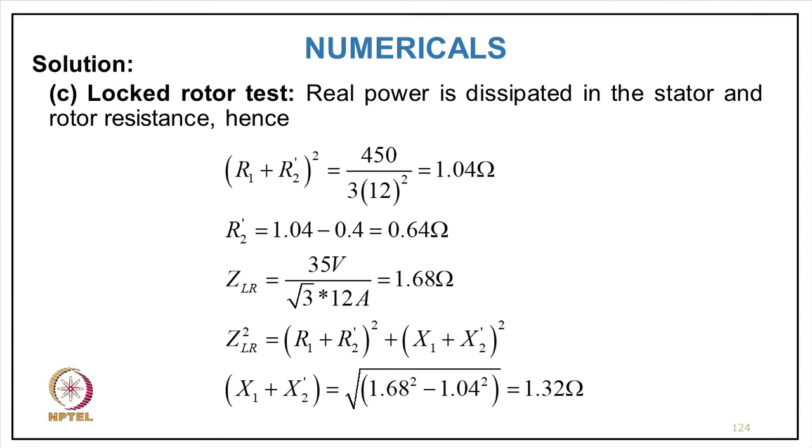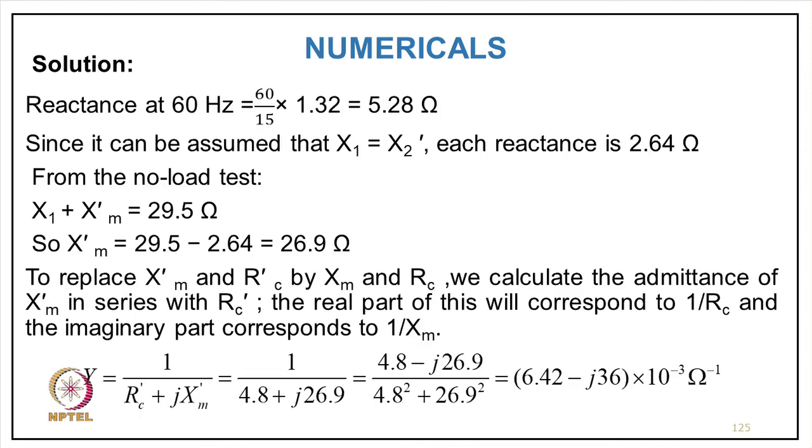Now, coming to the blocked rotor test, real power is dissipated in stator and rotor resistance, hence R1 plus R2 dash equals 450 divided by 3 into 12 square. So, it comes to 1.04 ohm, and R2 dash will be 1.04 minus 0.4, that is 0.64. ZLR equals 35 divided by root 3 into 12, that is 1.68, and ZLR square equals (R1 plus R2) square plus (X1 plus X2) square. Now, reactance at 60 hertz will be 60 by 15 into 1.32, that is 5.28 ohm, and since it can be assumed that X1 equals X2 dash, each reactance is 2.64 ohm. So, from the no load test, X1 plus Xm is 29.5, and Xm is equal to 29.5 minus 2.64, so it comes to 26.9 ohm.